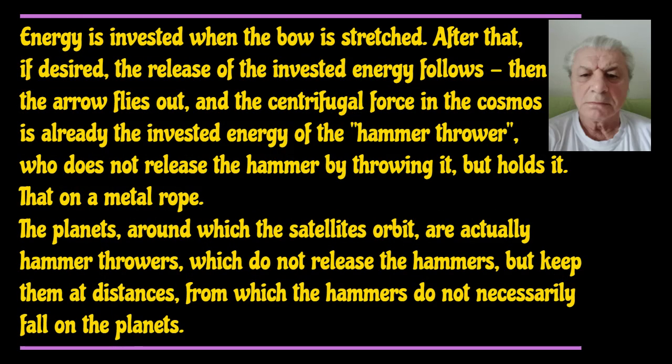After that, if desired, the release of the invested energy follows, then the arrow flies out, and the centrifugal force in the cosmos is already the invested energy of the hammer thrower, who does not release the hammer by throwing it, but holds it. That on a metal rope. The planets, around which the satellites orbit, are actually hammer throwers, which do not release the hammers, but keep them at distances, from which the hammers do not necessarily fall on the planets.